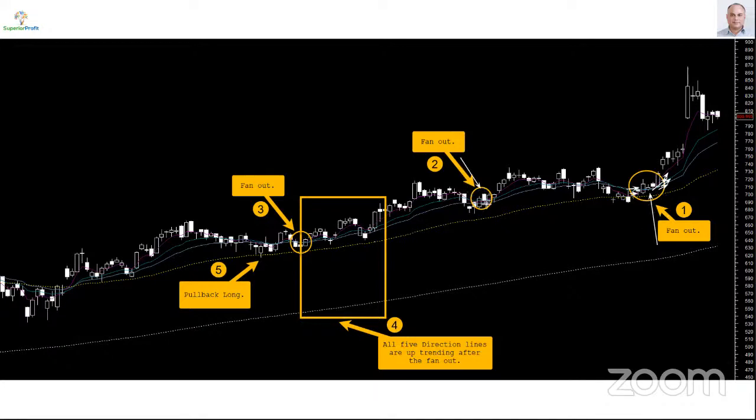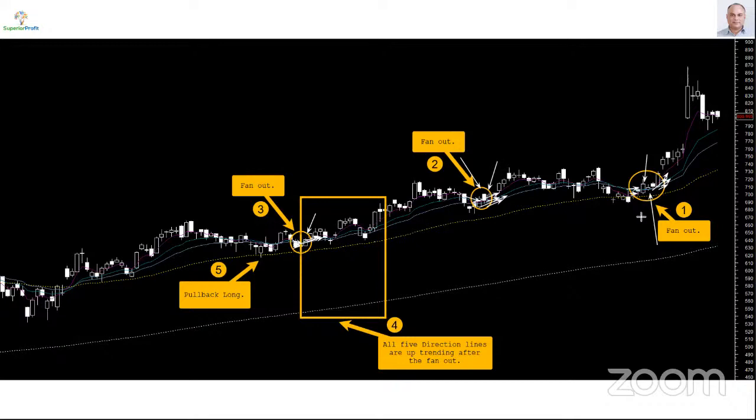Here also number 2, we have a fan out, 3 direction lines, same 3, magenta, cyan, light blue, converging and then diverging. Number 3 also fan out, the same 3 direction lines, magenta, cyan, light blue, converging and diverging. 3 fan outs. So every time we have a fan out and the stock is in an overall uptrend, we look for a buy setup. Most likely all these points would have given us go with flow long trade setup.